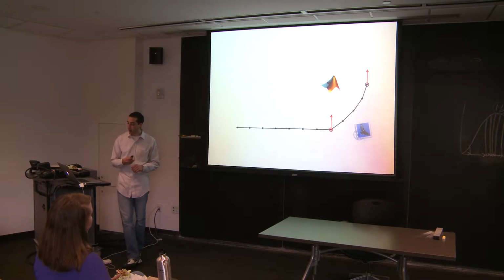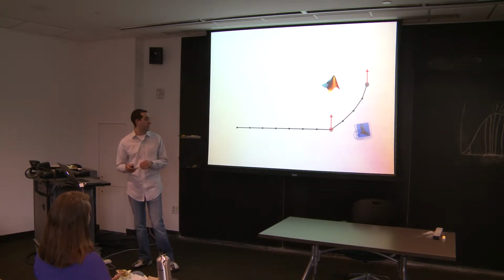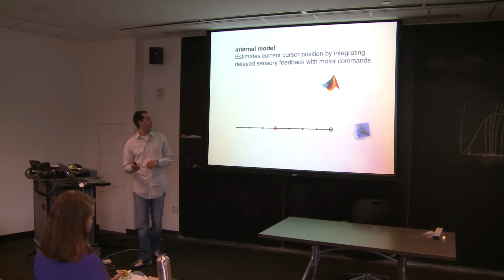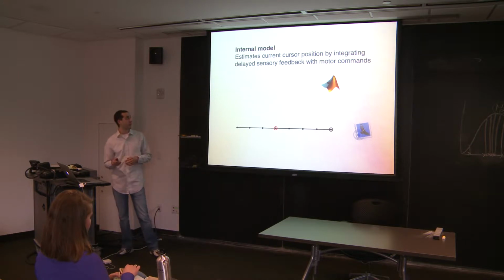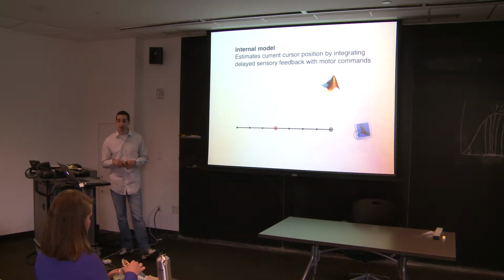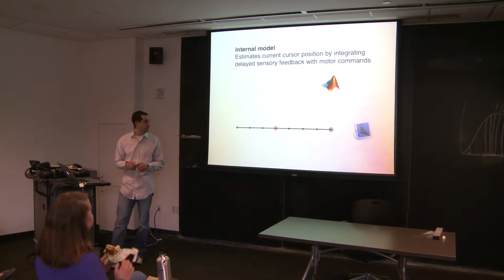And one way to get around this type of error is to use an internal dynamics model like we've been talking about. So in this little toy example, the internal model would estimate the current cursor position based on your delayed sensory feedback and some knowledge of the control signals that you've recently sent.